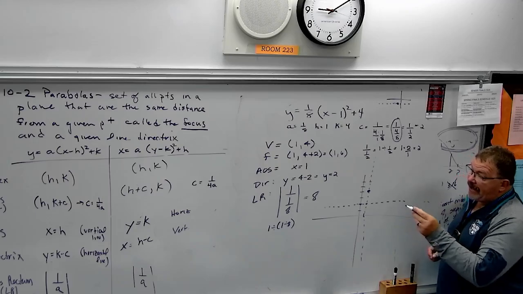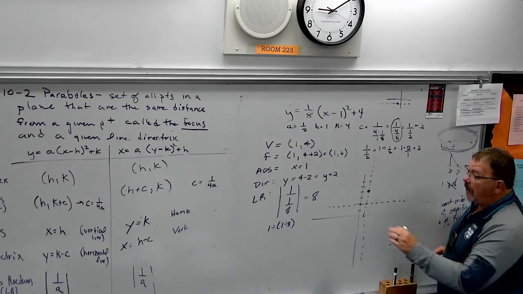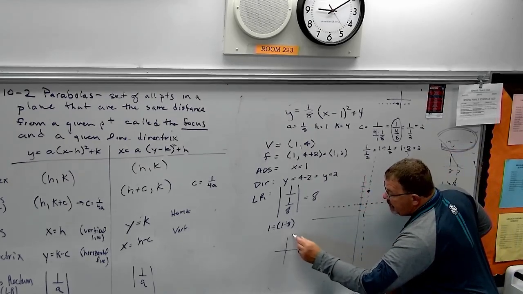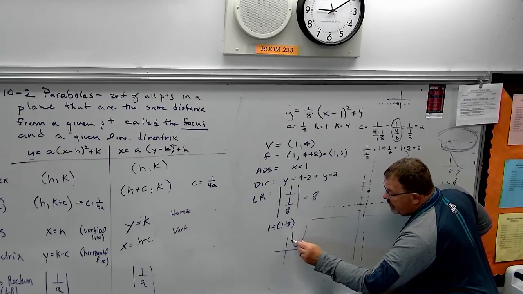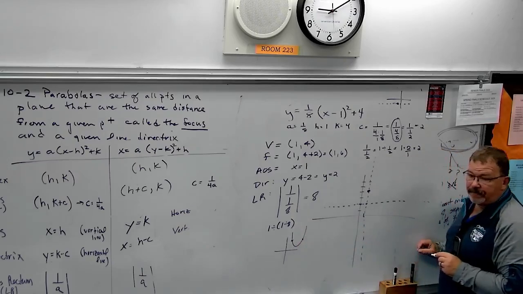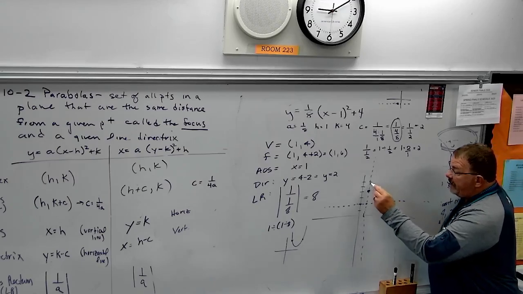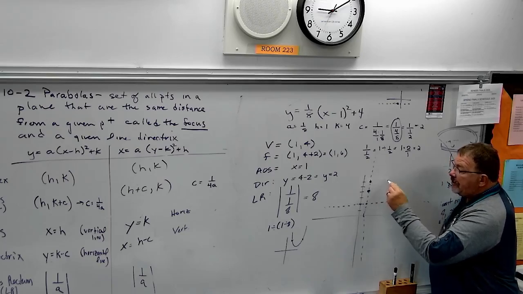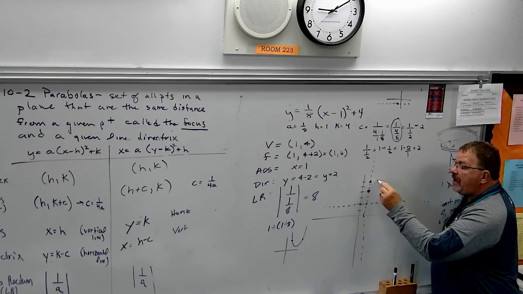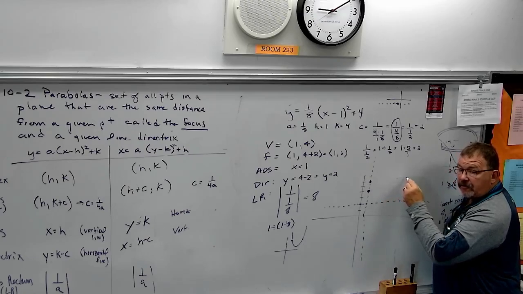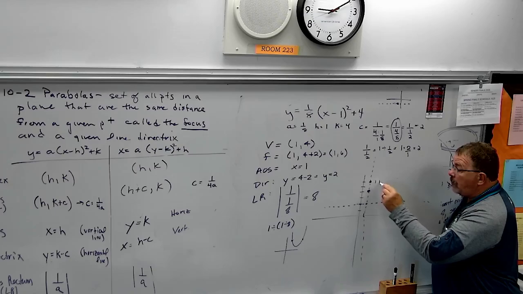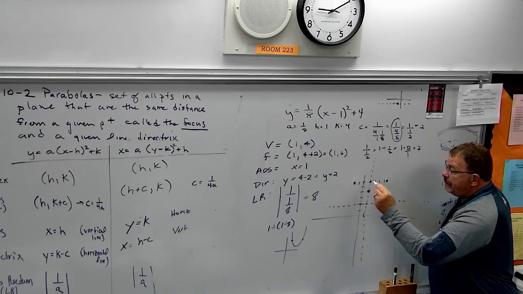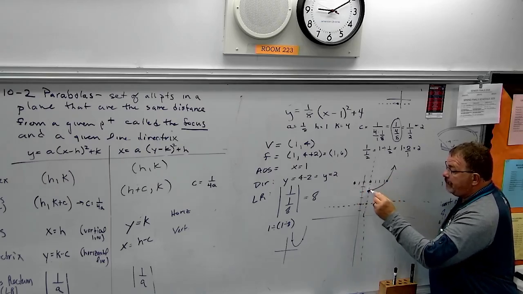Okay? All right, last thing, your LR. Our LR is 8. Here's what LR tells you again. LR tells you the total distance from edge to edge. So if this is my focus right here, okay, the total distance is 8. So how many should I go this way? If the total distance is 8, I should go 4 to the right, and then I should go 4 to the left. And there's my parabola.